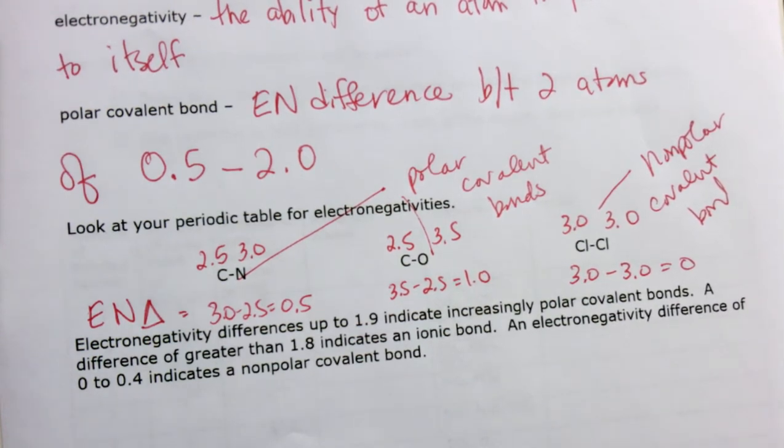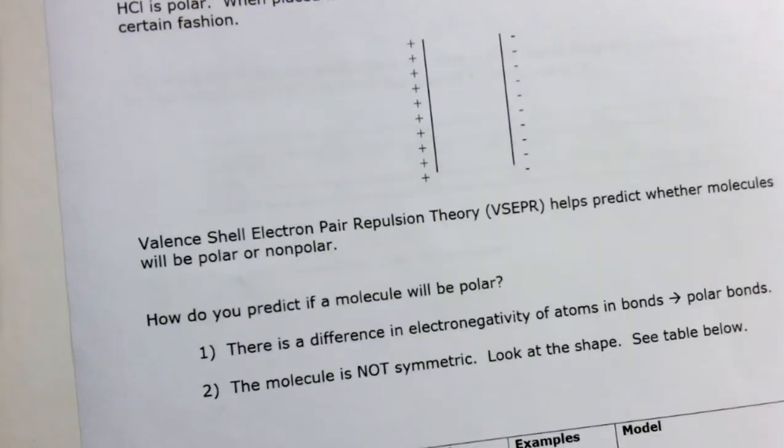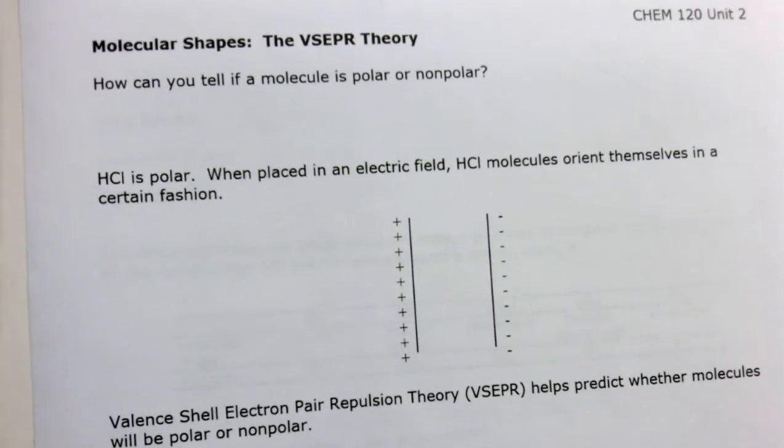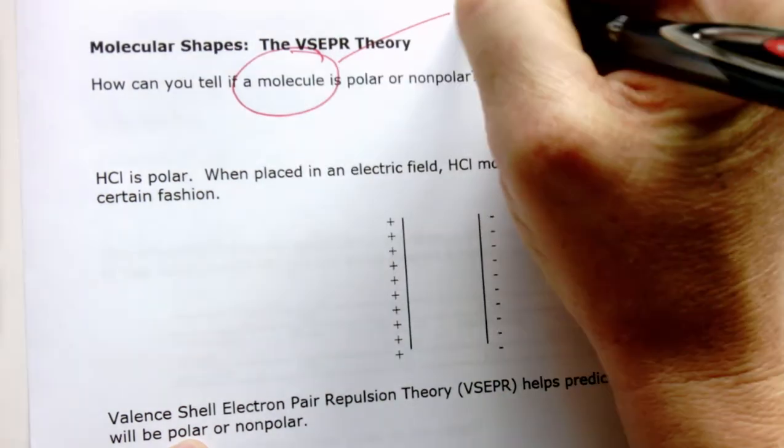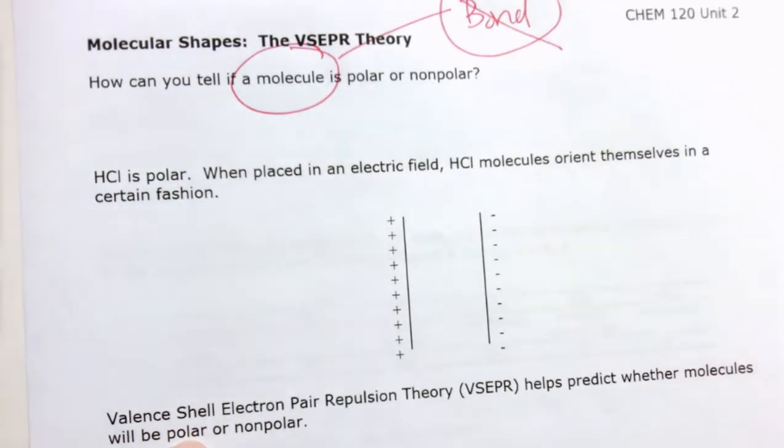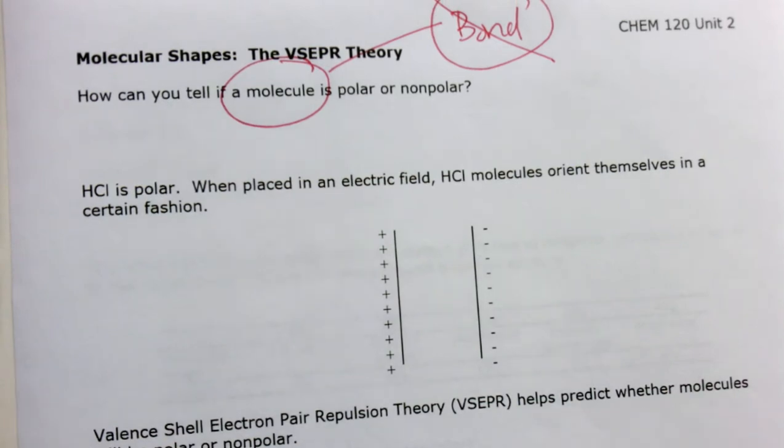Now, we're going to apply polar covalent bonds to molecular shapes, and another property of molecules called polarity. So moving on to page 15, I have the question, how can you tell if a molecule is polar or nonpolar? I want to point out here, I'm not saying a bond. This is a molecule. An example of a molecule would be water, ammonia, methane. These are all examples of molecules. I want to know whether they're polar or nonpolar.